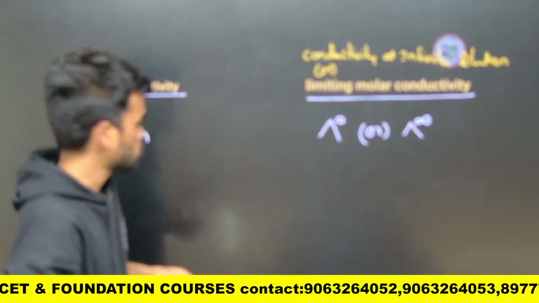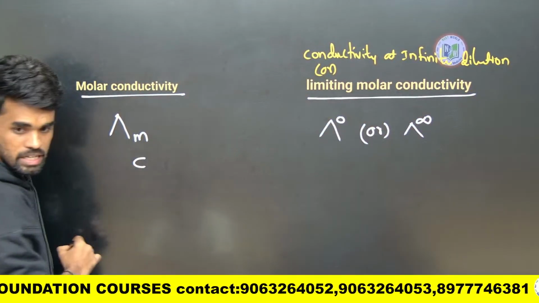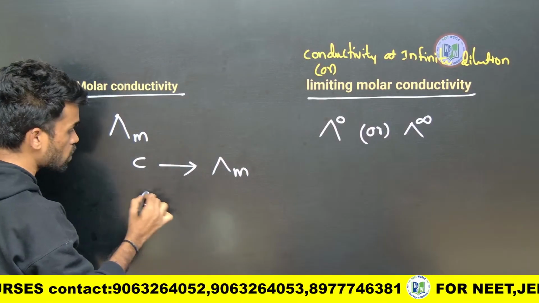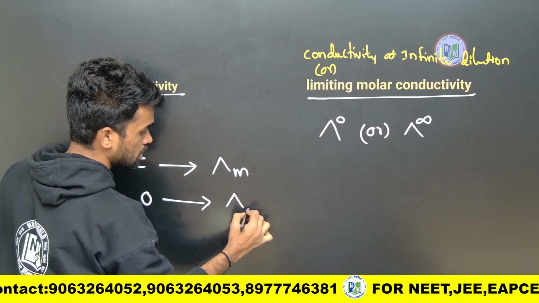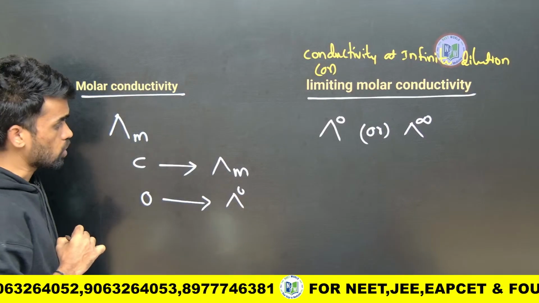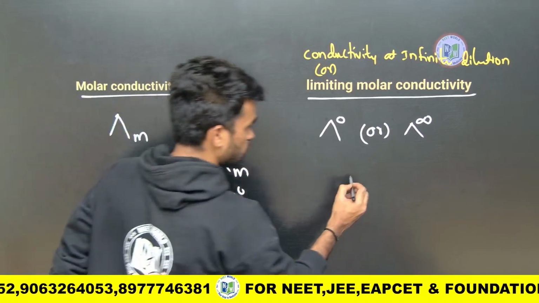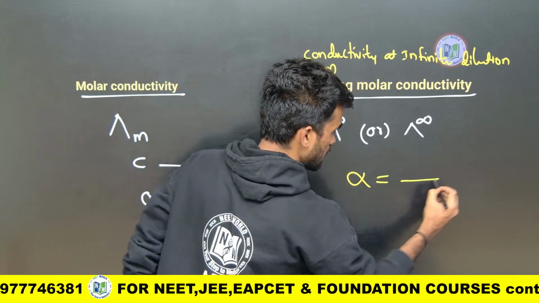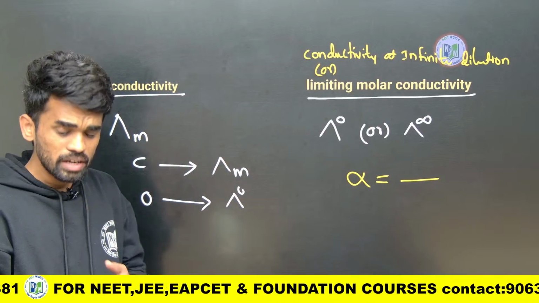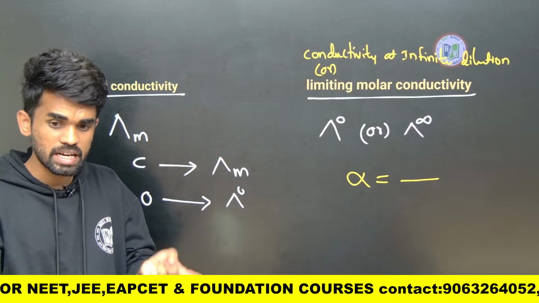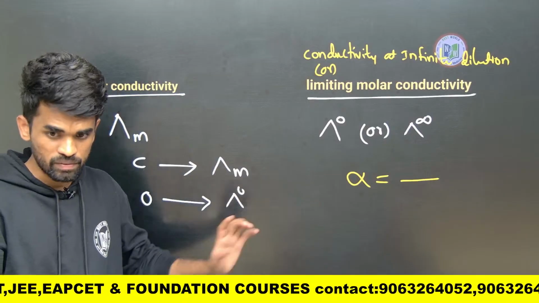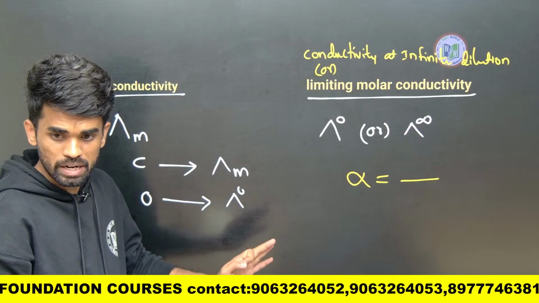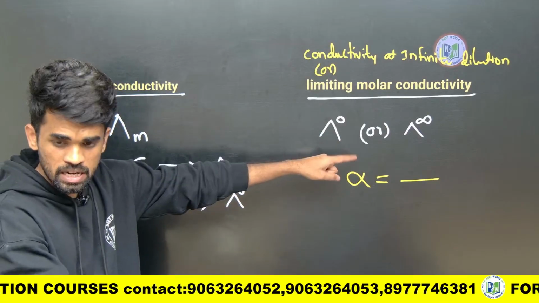Hope it is clear. Now here there is some concentration C. At concentration C I am saying del M. At zero concentration I am saying conductivity as del naught. Now for a weak electrolyte, the degree of dissociation increases with dilution, which means conductivity also increases, right, for weak electrolytes. Now tell me, where will we see maximum conductivity, at low concentration or at high concentration?